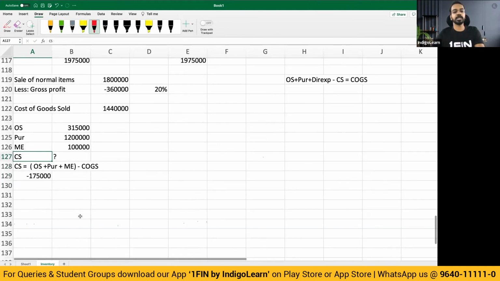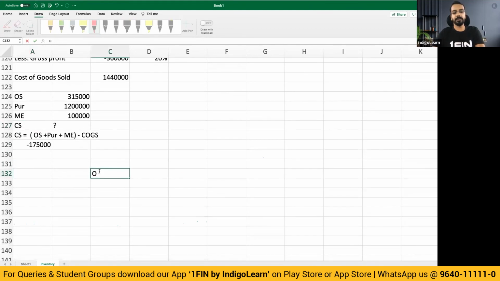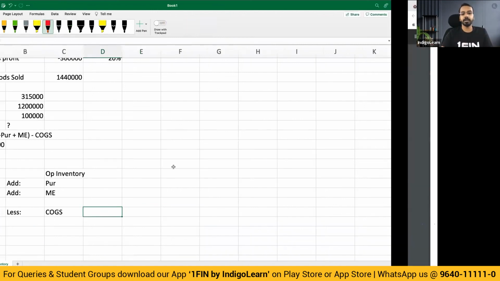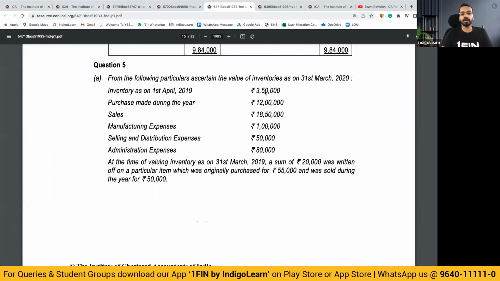Or what you can do is take opening inventory, add purchases, add manufacturing expenses, correct? Less COGS. Same thing. You write in the formula form, in the statement format, or in the account format, everything is fine. The only thing you need to keep in mind is that whatever is the abnormal part, you have to exclude it and do this calculation only for the normal part, right? Simple one, again 5 marks in your pocket.